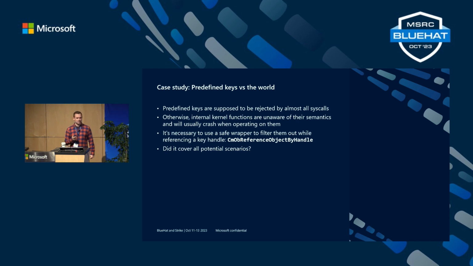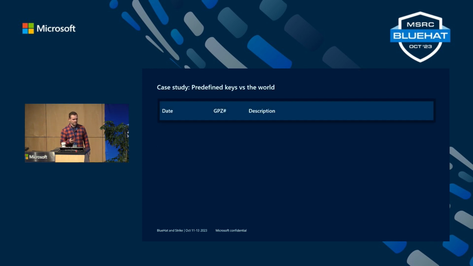So there is one function that is responsible for facilitating this. It's called CmObReferenceObjectByHandle, and what it does is that it translates a handle passed from user mode into the kernel virtual address of that object, but it also checks whether the key is a predefined key. If it is, then an error is returned, and that error is propagated to the system call handler and to user space. So as you can imagine, this is already a potential for bugs, because we have to ask if this single safe wrapper really is sufficient for all of the potential scenarios in which predefined keys can occur. And again, the answer is no, right?